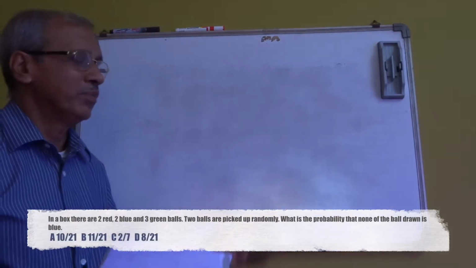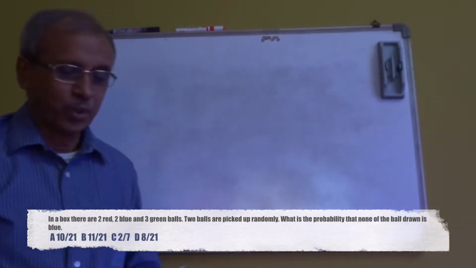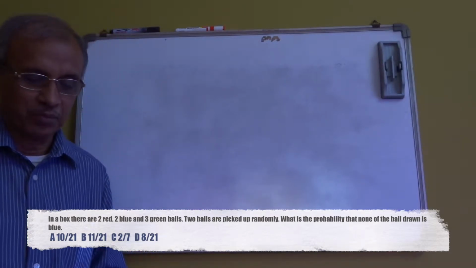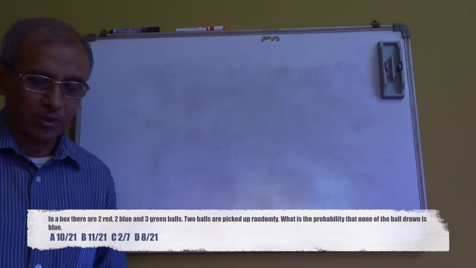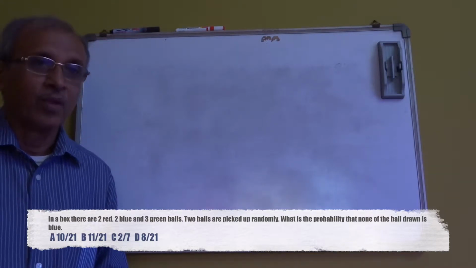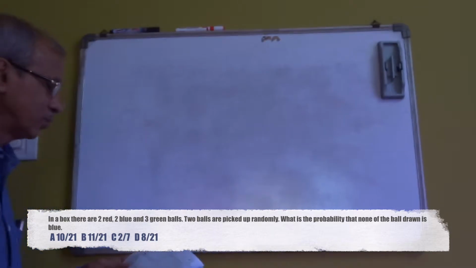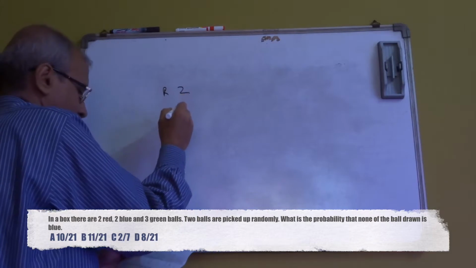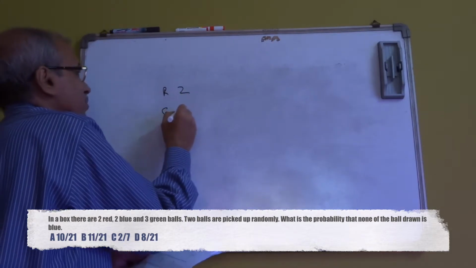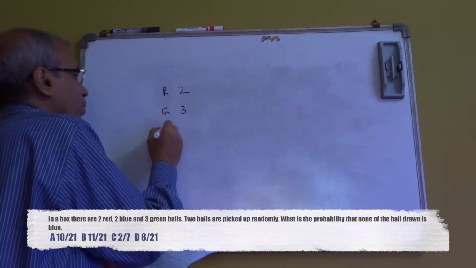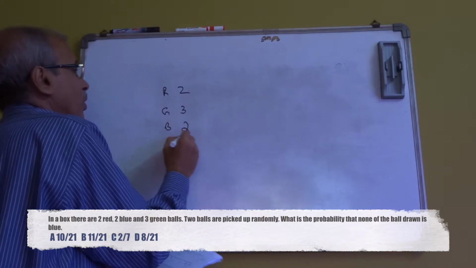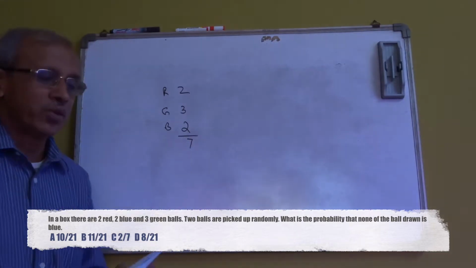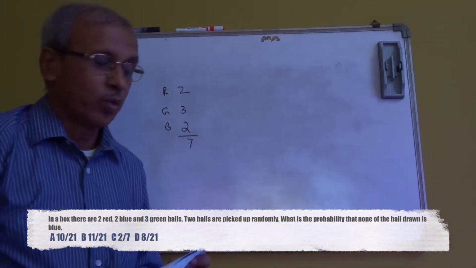There is a problem. A bag contains 2 red, 3 green, 2 blue balls. 2 balls are drawn at random. What is the probability that none of the balls is blue? So how many total balls? Red 2, green 3, blue 2. Total 7 balls. How many balls have to be chosen out of 7? 2 balls are chosen.